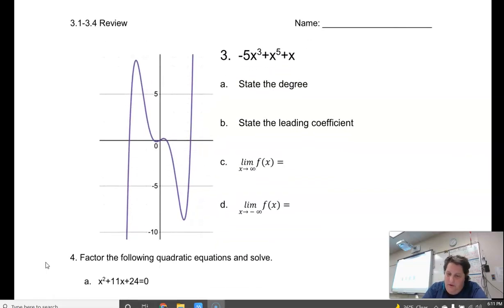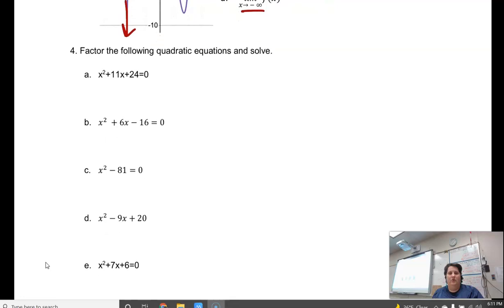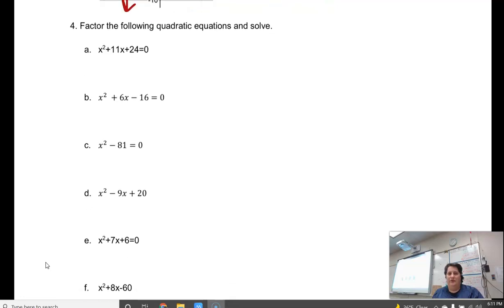All right, and then we'll do one more of these. The degree is 3. The leading coefficient is -5. To the right, the arrow is going up. To the left, the arrow is going down. So I can just identify those different things. Pretty good so far. Then we're going to have a little question on factoring.